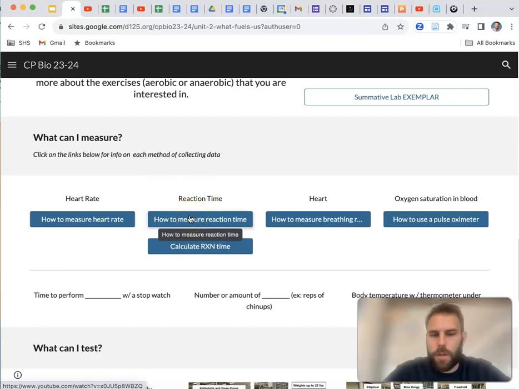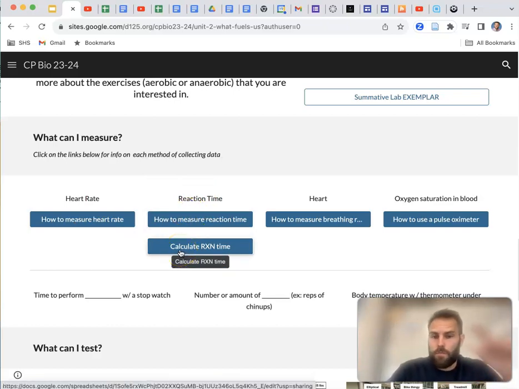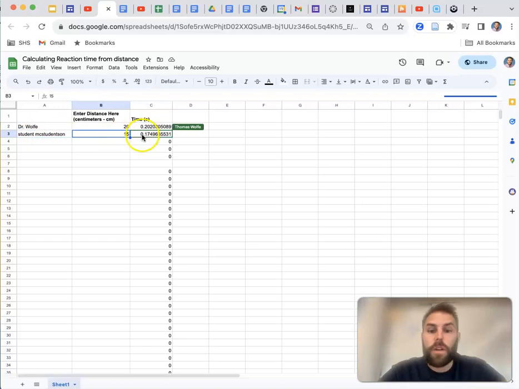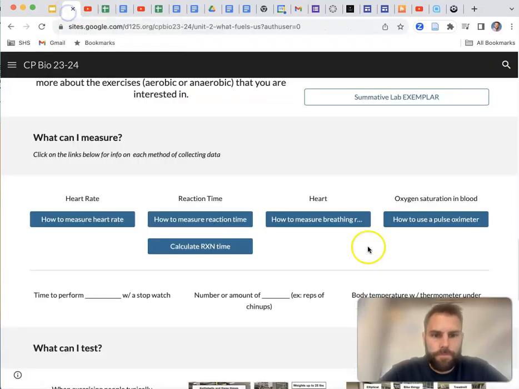We've done that before, but if you need a reminder, click on this video. Remember, we're going to catch a ruler, so you're going to get a measurement in centimeters. You need to convert that to time. You'll use this by clicking on this reaction time link, putting in your name, where you caught the ruler, and then what reaction time that would have been.